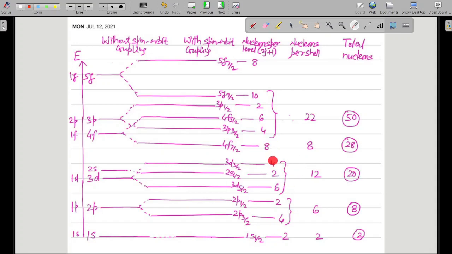Now there will be a higher energy gap. How do we know that there is a higher energy gap? Because we have encountered a magic number, and a magic number means a complete shell. So this is the third complete shell. We have encountered the magic number.